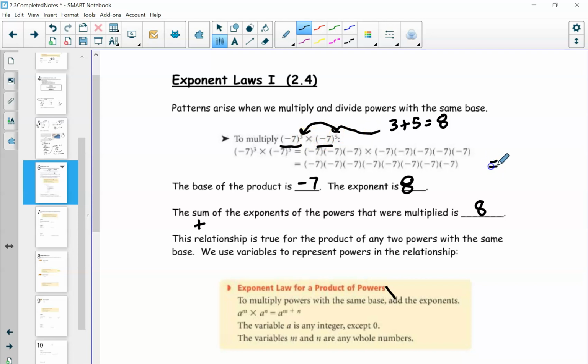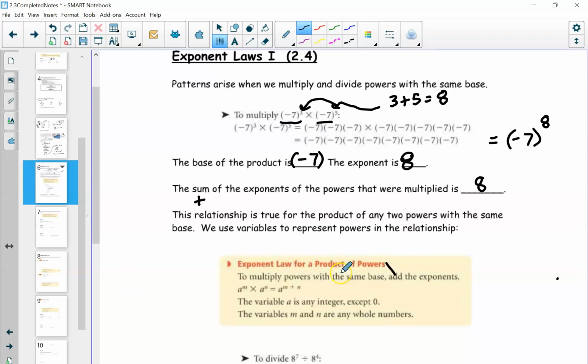So the final answer here is -7, and let's make sure we include the brackets, because they are important, to the power of 8. We can just jump right from the original question to the answer as long as we understand our exponent laws with regard to, in this case, product, which is multiplication. So remember, product is multiplication.